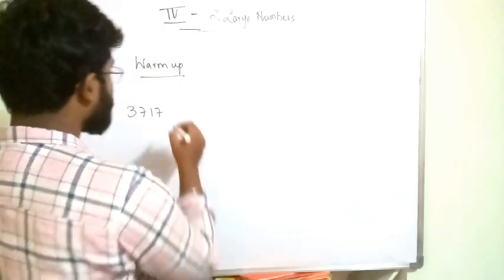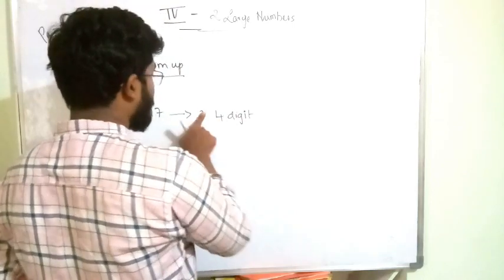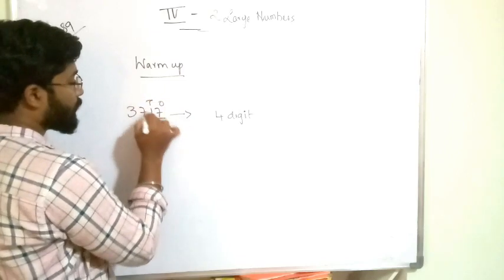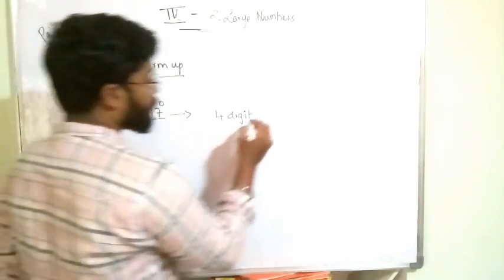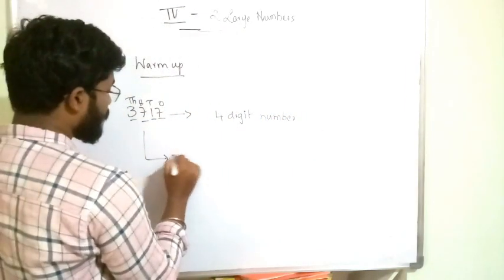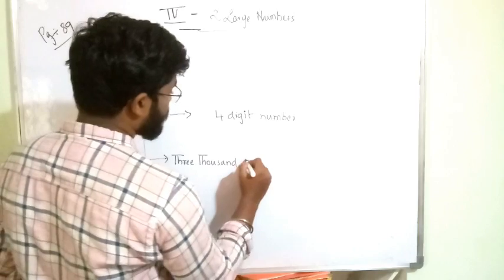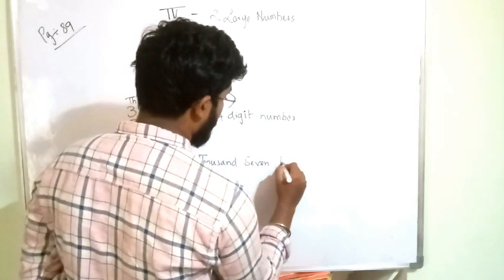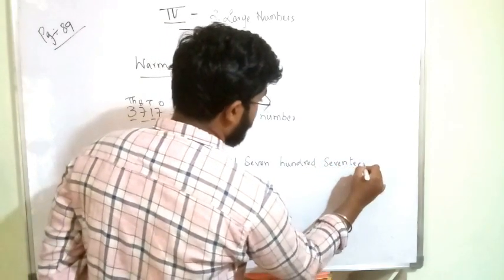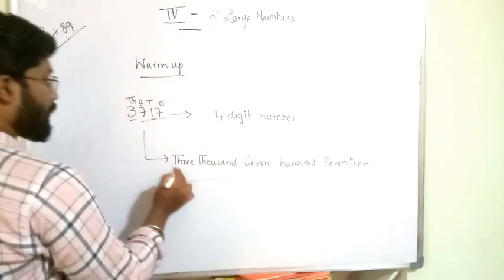3717. This is a 4-digit number, no? This number is a 4-digit number because it is having 1, 2, 3, 4 digits, no? Ones, tens, hundreds, and thousands. Okay? 4-digit number. What is the number name? 3717. We call this number as 3717. So this is the number name of this number.